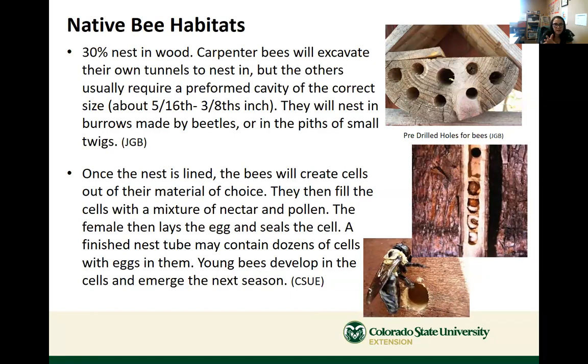So they'll get into that wood, they'll line the nest with their material of choice, whether it's mud for a mason bee, leaves for a leafcutter bee, whatever it is. They fill the cells with nectar and pollen, they lay the egg, and they seal the cell. A nest tube might contain dozens of cells with eggs in them. And then the young bees will develop in there and emerge the next season. And you can see the picture in the middle here. You can see the bee larvae starting to form in these cavities.